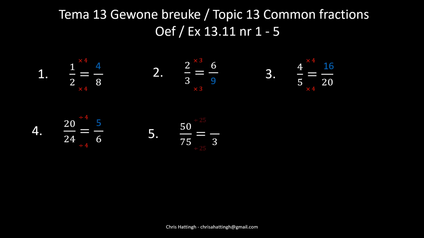75 divided by 3 will give you 25. So if you divide by 25 at the bottom, you need to divide by 25 at the top. So you get 2 over 3.